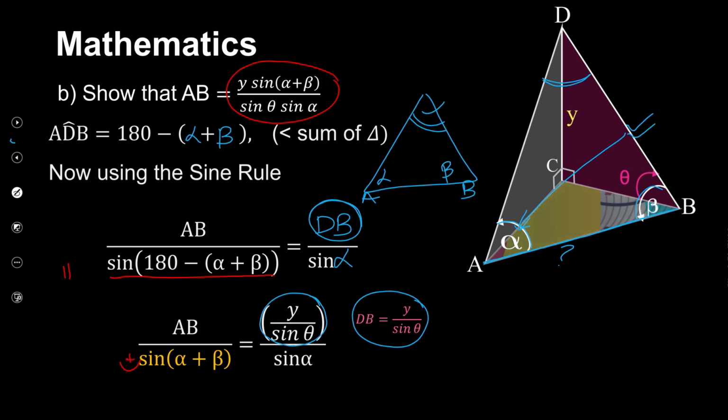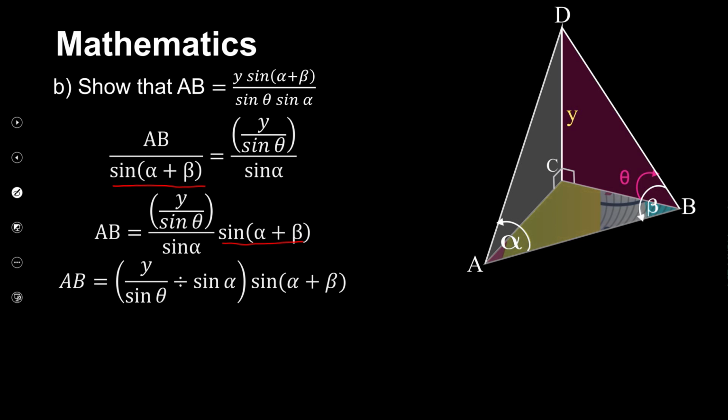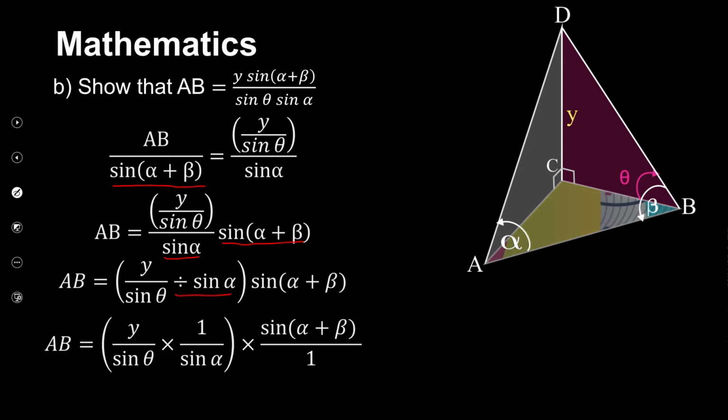It just requires a bit of algebra to finish off. First we multiply by sine of alpha plus beta on both sides, and there we go, we've multiplied the right-hand side by sine of alpha plus beta. Now we do a little bit of cleaning up. This becomes y over sine of theta divided by sine of alpha. Remember, a division can become invert and multiply, so it becomes times 1 over sine of alpha.